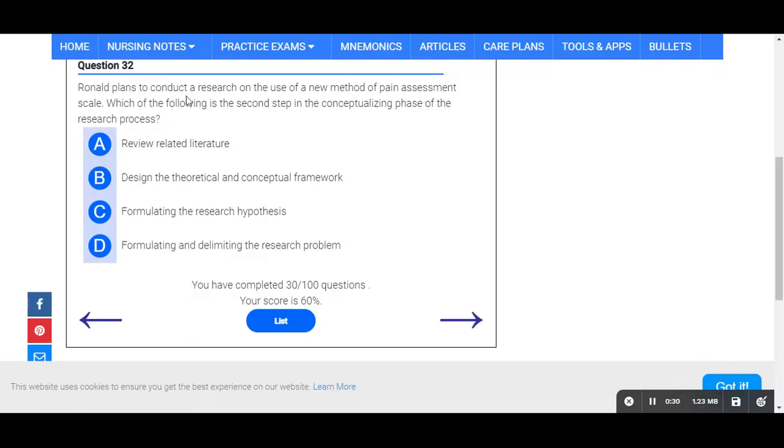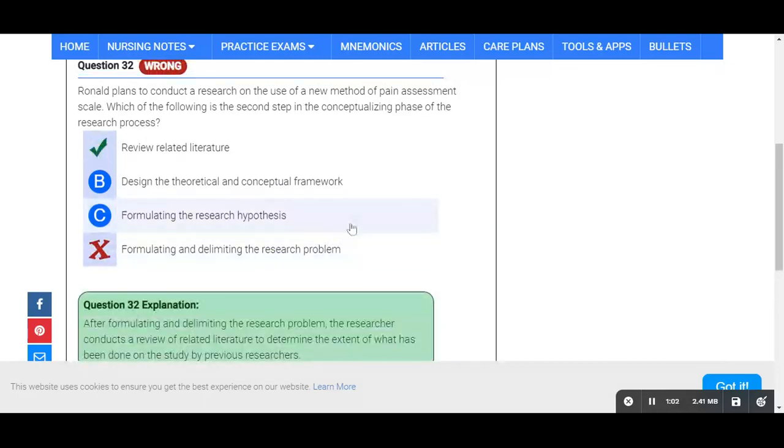Question number two. Ronald plans to conduct a research on the use of a new method of pain assessment scale. Which of the following is the second step in the conceptualizing phase of the research process? Review of related literature, design the theoretical and conceptual framework, formulating the research hypothesis, and formulating and delimiting the research problem. So we're talking about planning to conduct a research on the use of a new method of pain assessment scale. I think it's a research problem. Oh no, it's a review of the related literature.